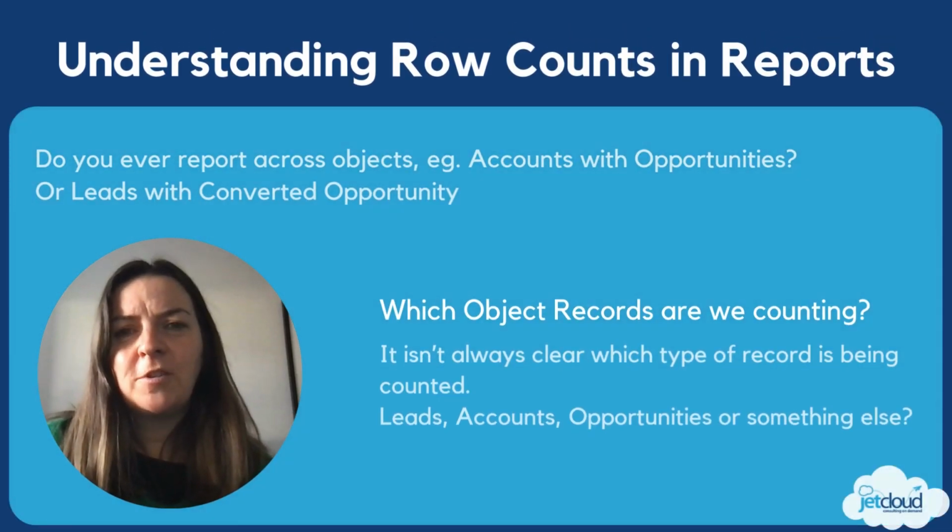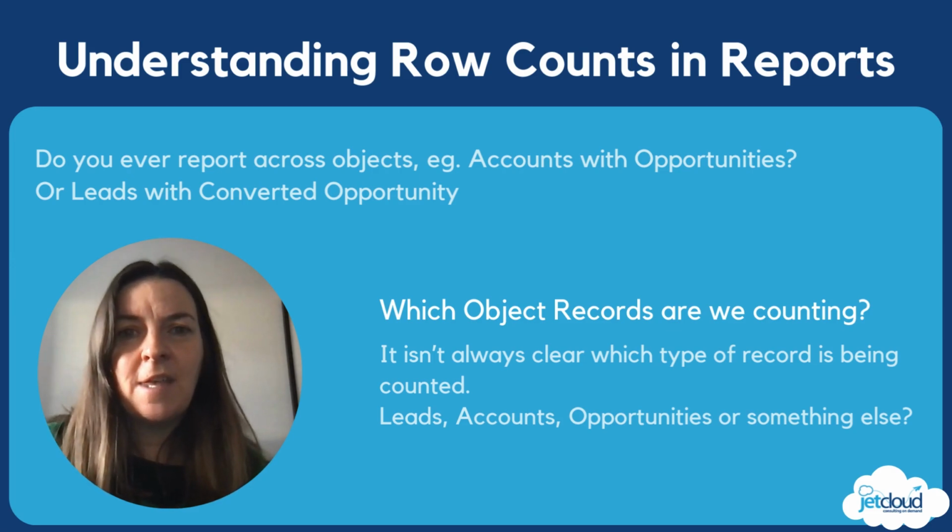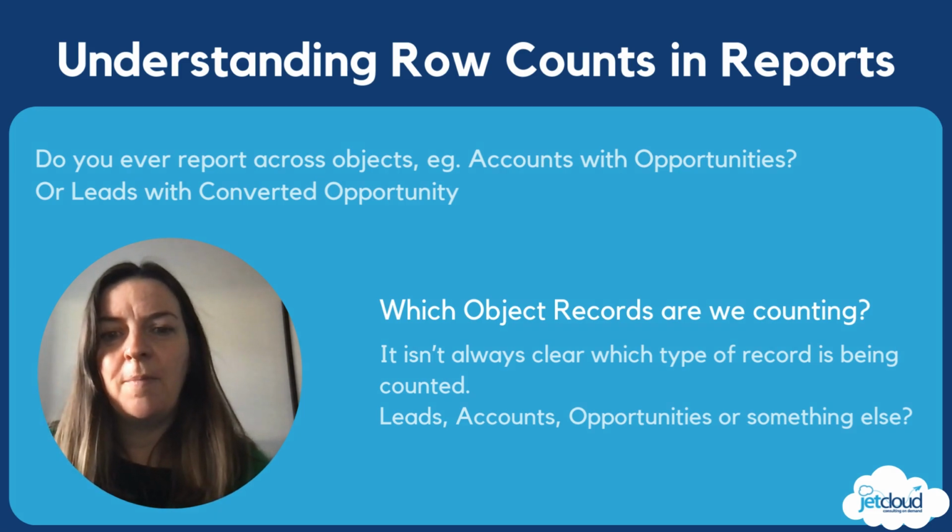Do you ever report on more than one object in the same report, like accounts with opportunities or accounts and opportunities with contact roles? How do you know how many of each record you are reporting on? If you're using the row count, it's not obvious which of those record types are being reported. So this tip helps to solve that problem.